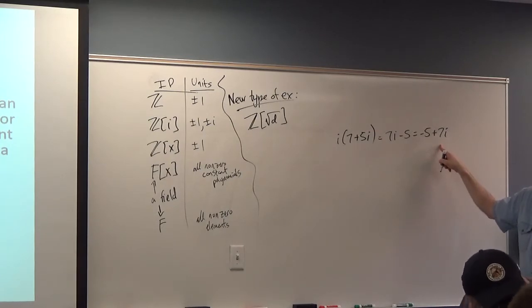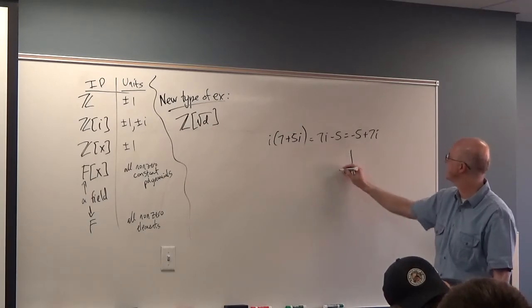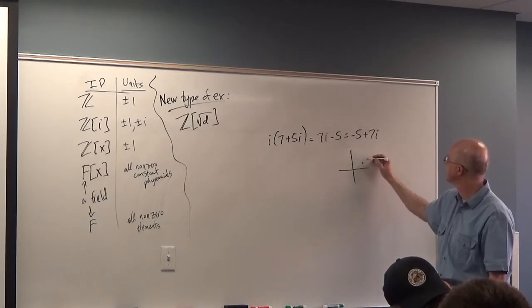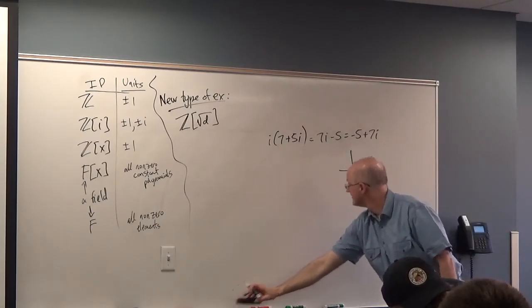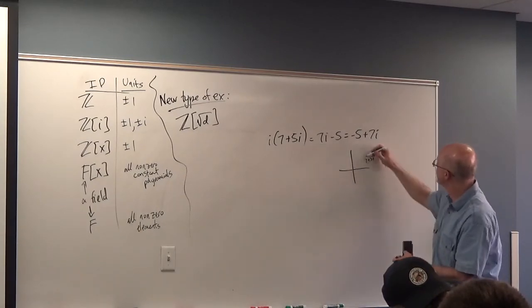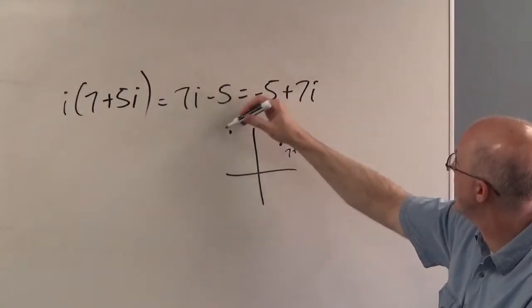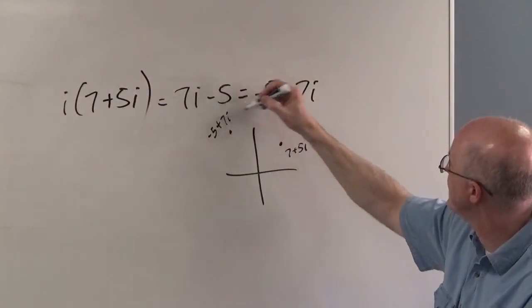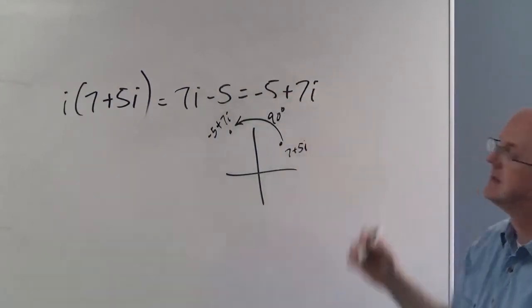They are related to each other in a trivial way, you might say, up to multiplication by a unit. By the way, if you graph these things in the complex plane, 7 plus 5i is maybe right about there, and negative 5 plus 7i is right about there. And you can obtain this one from this one by a rotation by 90 degrees.